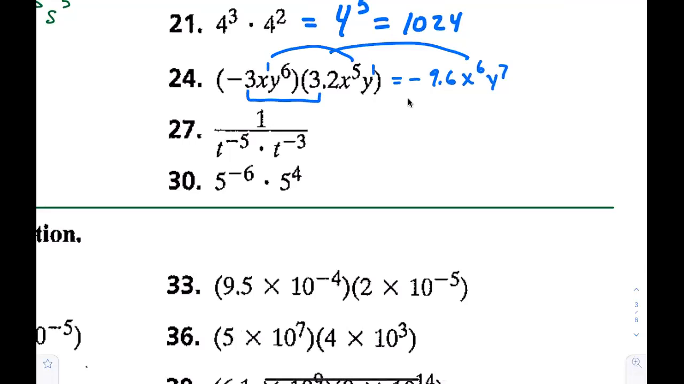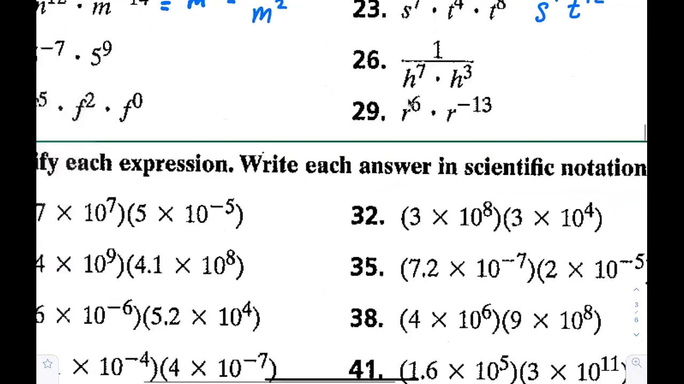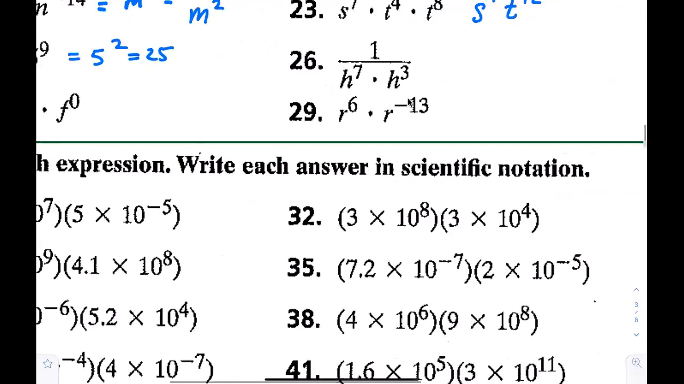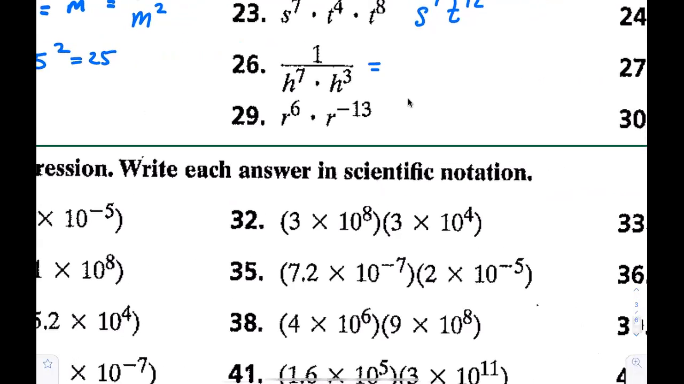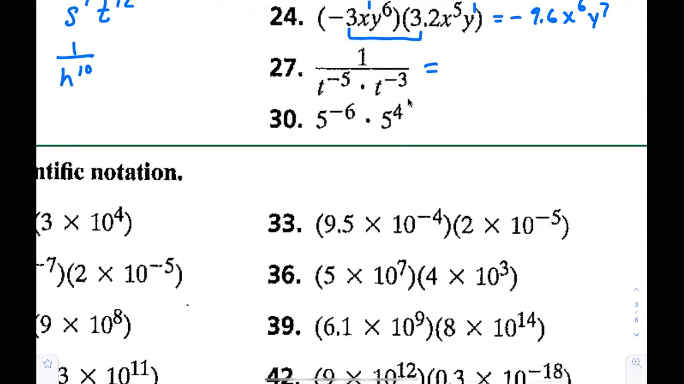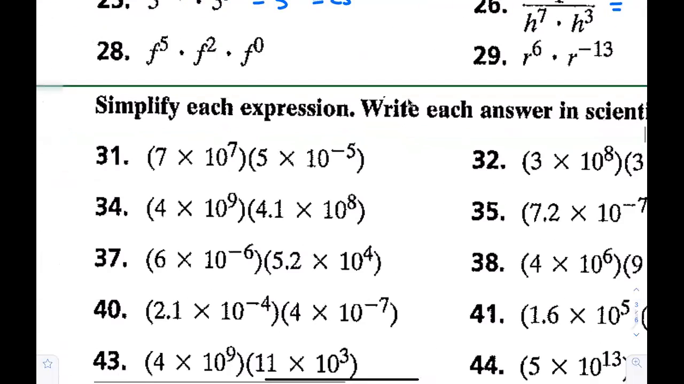Okay, come on. Jensen, 25. 5 to the 2nd. And of course, you can write 25 if you want. All right, Rivers. 26, is it 1 over h to the 10th? You're awesome. Max. Yes, sir. Good job, man. T to the 8th. Very good. All right, 28.